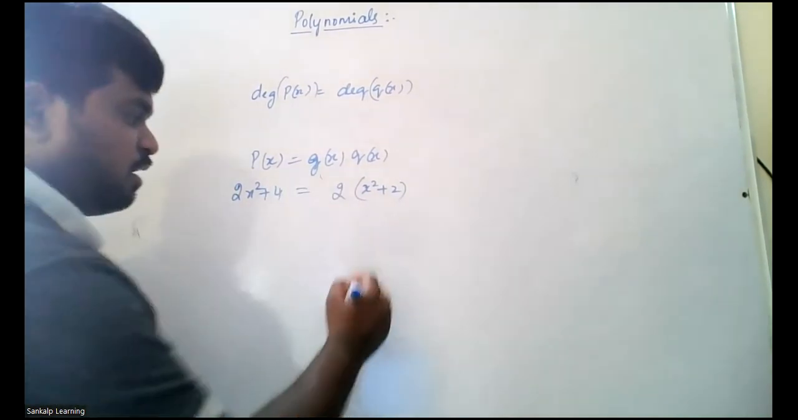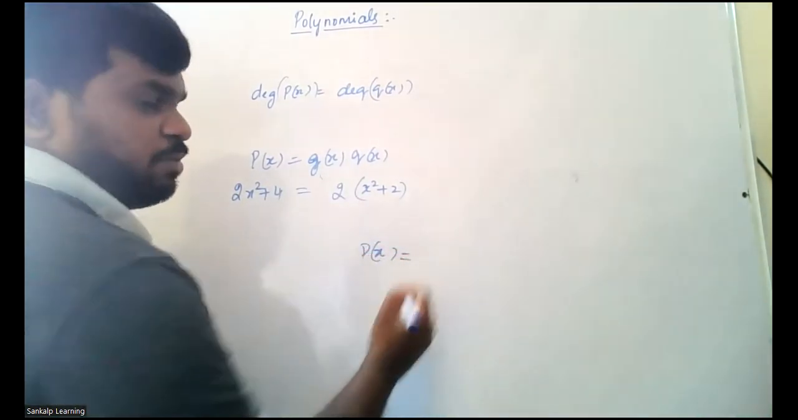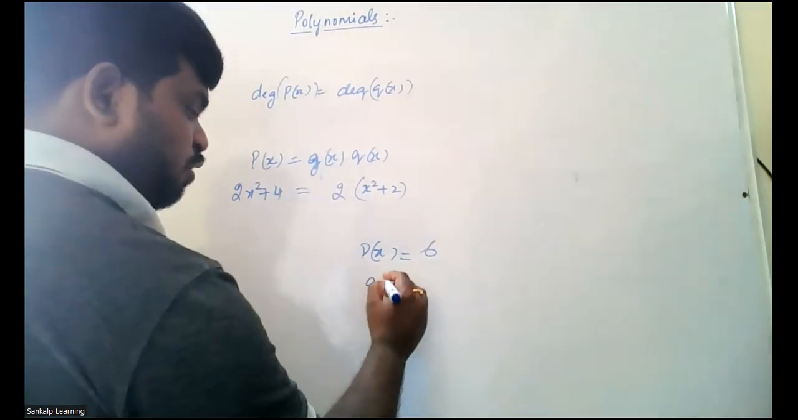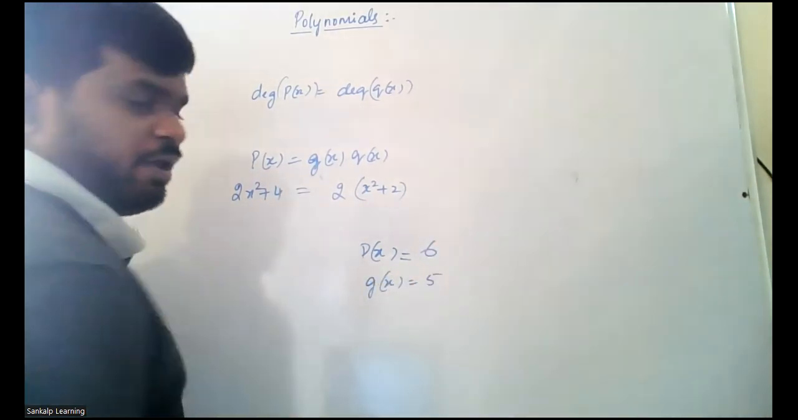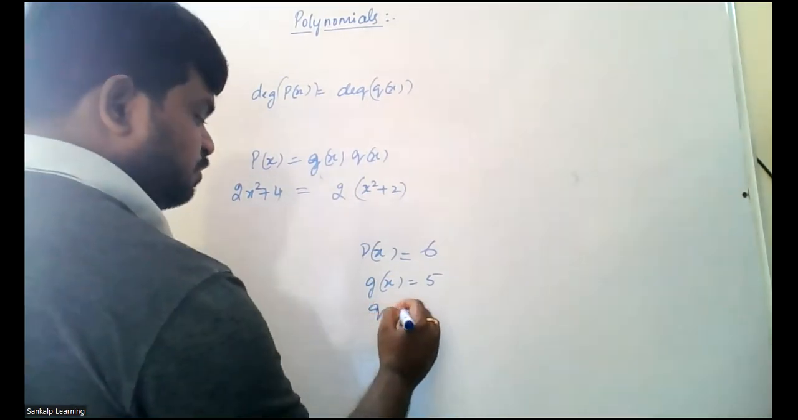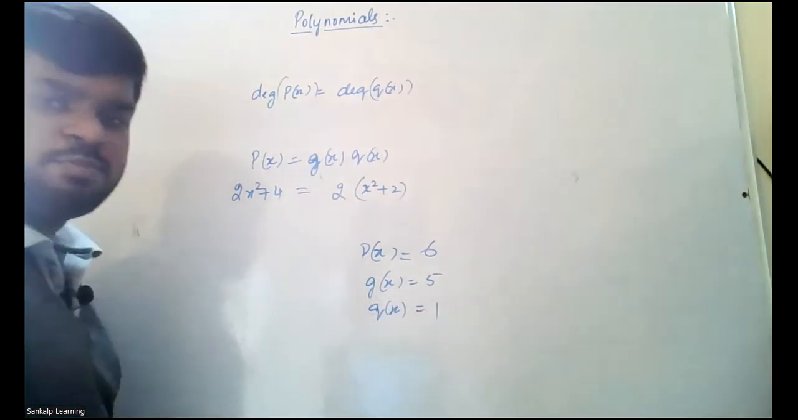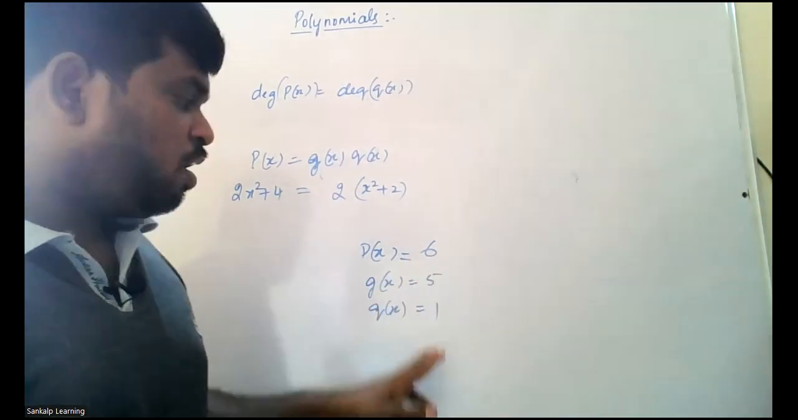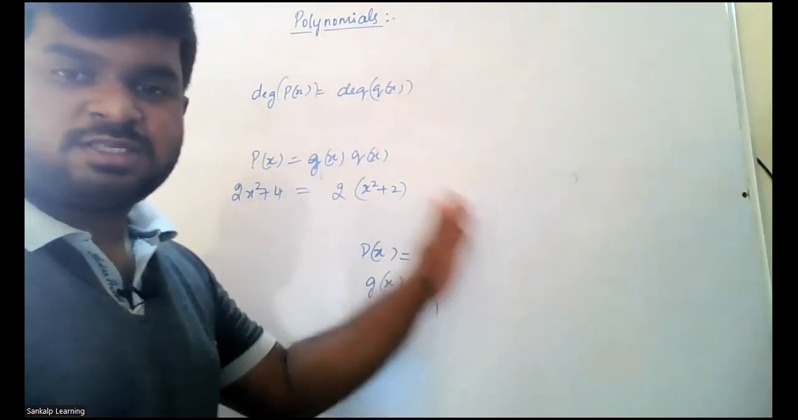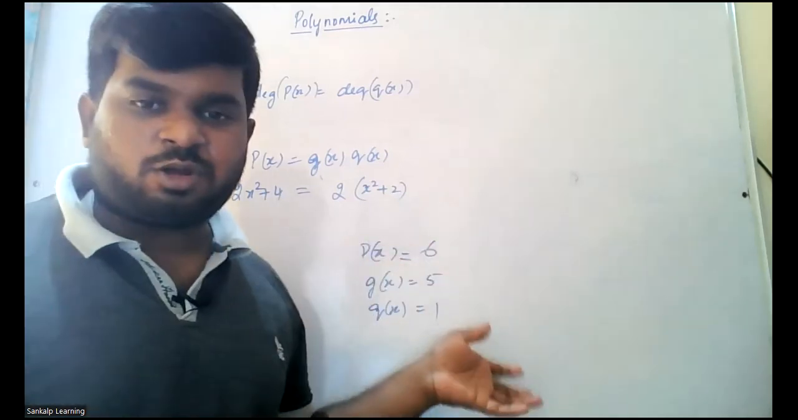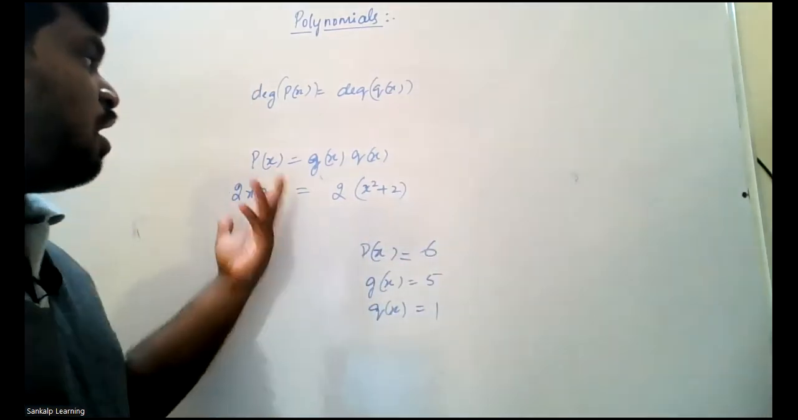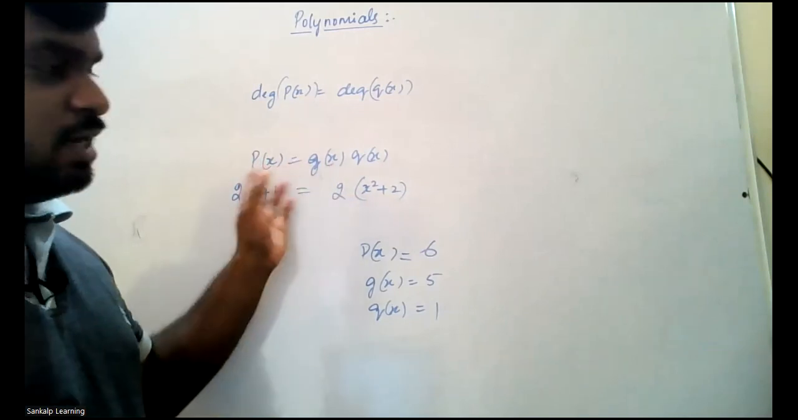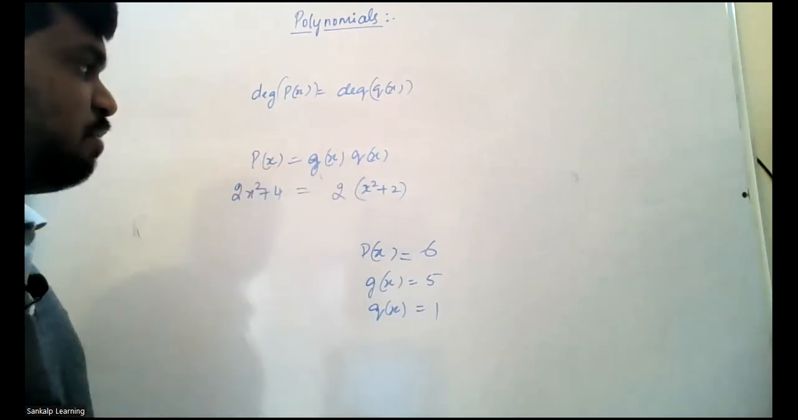Or you can also take everything to be a constant polynomial. p of x is a constant polynomial, 6. g of x is also a constant polynomial, 5. And q of x is also a constant polynomial. Okay. If you observe, what is the degree of this? 0. What is the degree of this? 0. This is a better example. If you take the constant polynomials, the degree will be 0. Or otherwise, it's simple. You take this as a constant, you can give multiple examples.